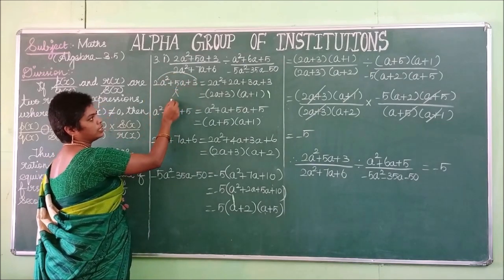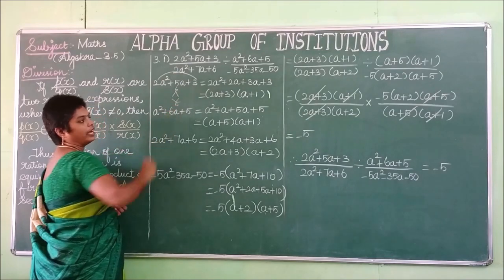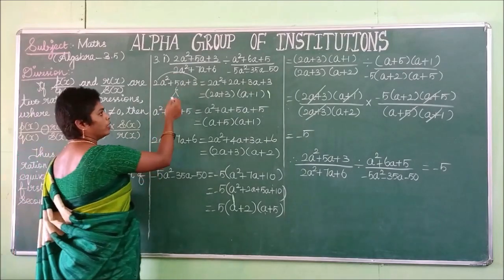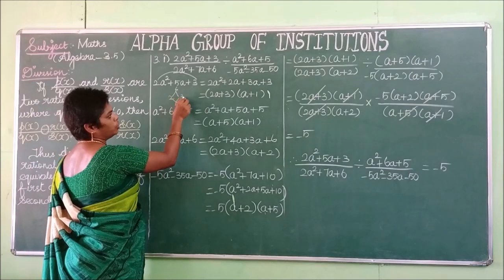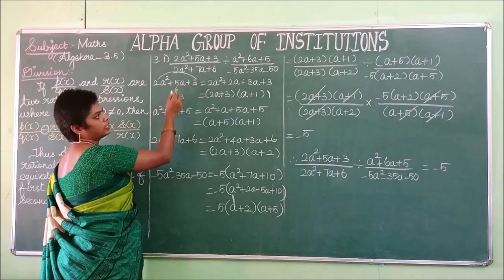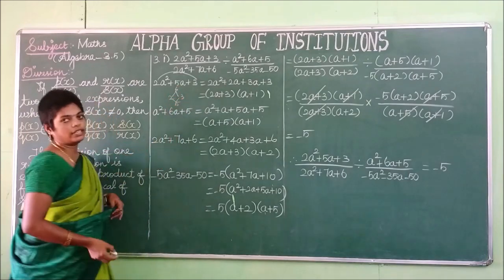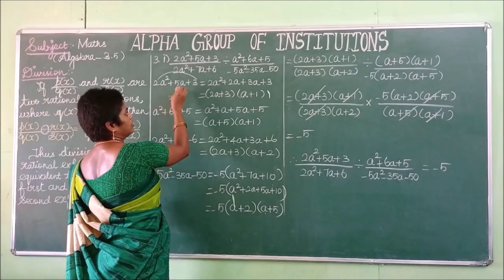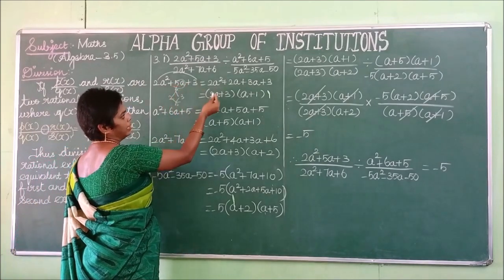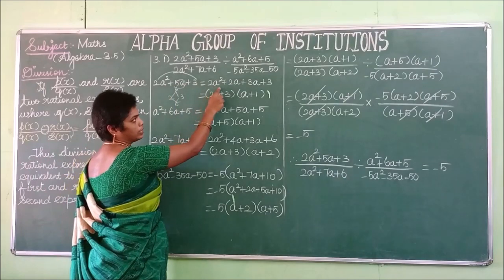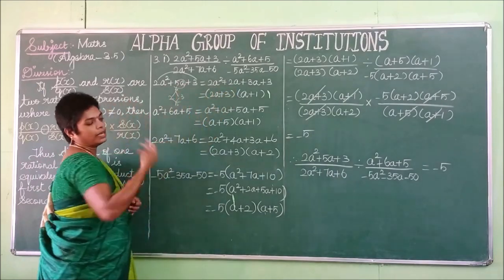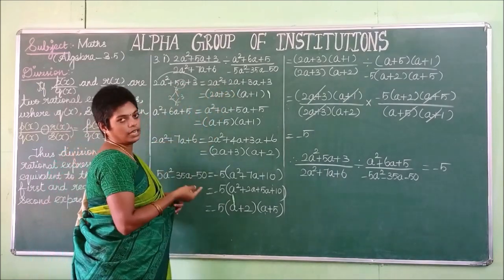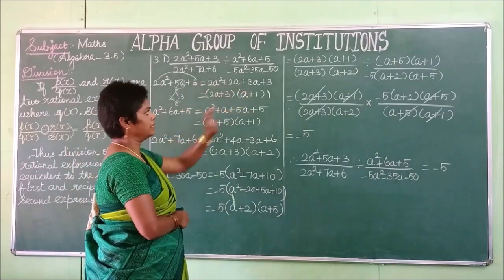So 2 3s are 6. If you add the two numbers, you get the value 5. So what is that value? 2 into 3, 2 3s are 6. If you add both numbers, you get the value 5. Then the center term can be separated and written as: first term 2a squared, plus 5a can be rewritten as 2a plus 3a. Last constant term is plus 3.